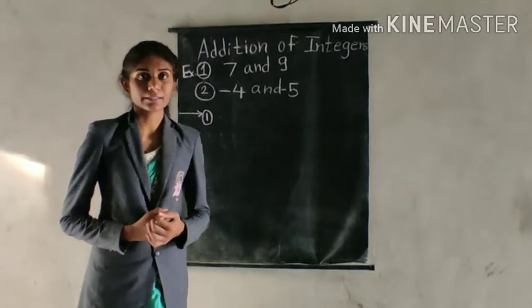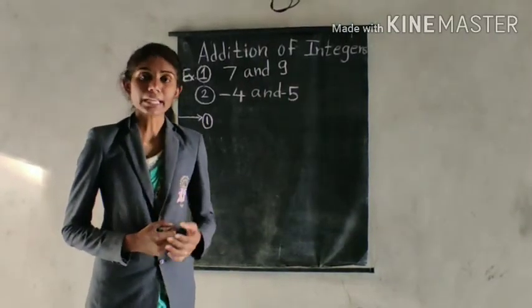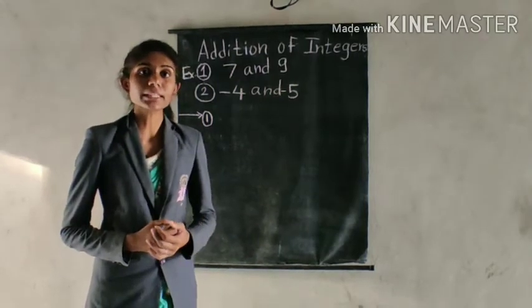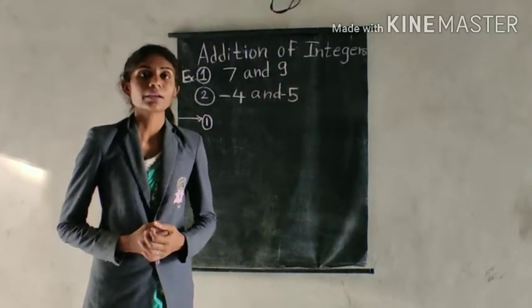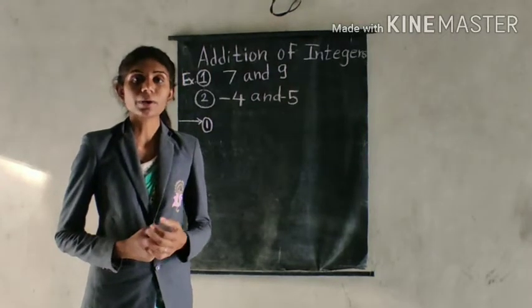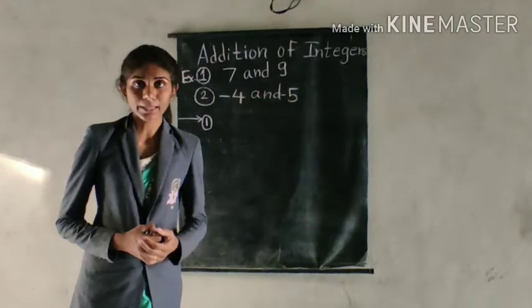First case is both the given integers are positive. Second case is when both the integers are negative. And the third case is one integer is positive and other is negative. So let's see them with the help of examples.